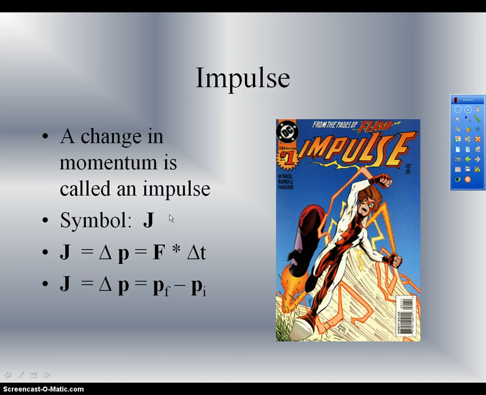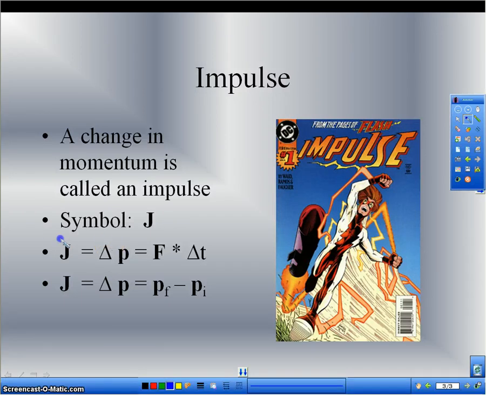And of course, your change in momentum can be found by finding the change in anything, which is the final minus the initial. So that's your change in momentum, final minus initial. Again, all of these that are bold printed are vectors. So make sure you put the vector symbol over the top of those. Anything bold printed is a vector.